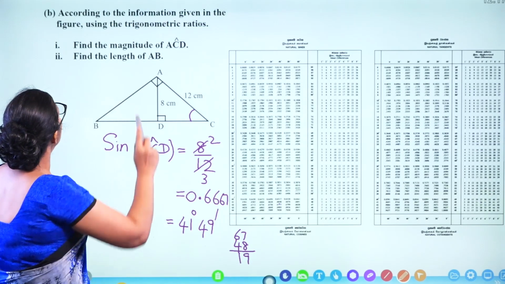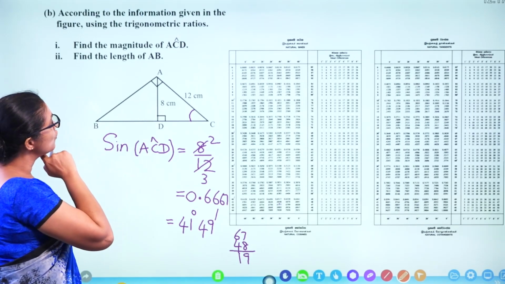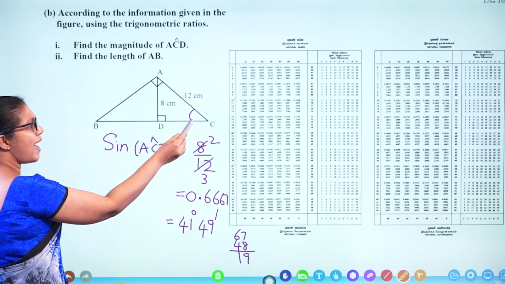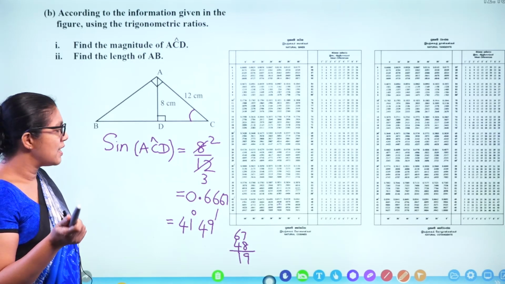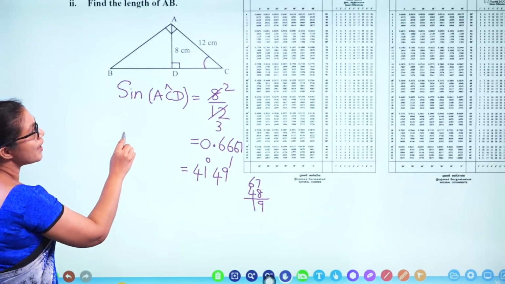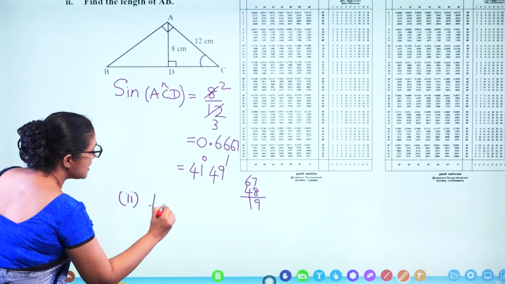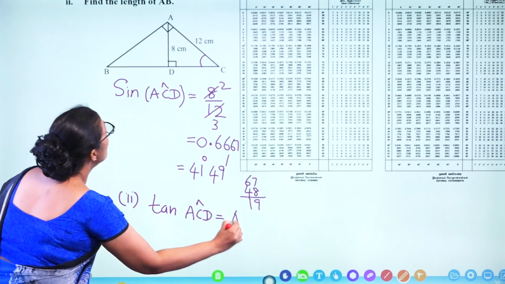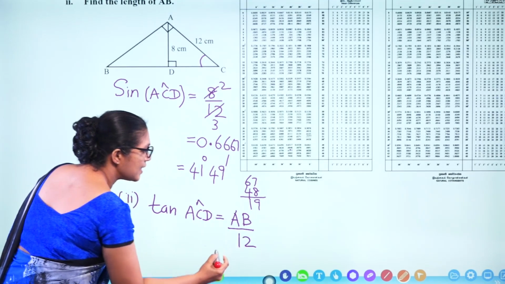So that's the first part. Find the length of AB. Now they asked to find out AB here. So how can we find AB? This length. Now to this angle, this is opposite and this is adjacent. So what's the trigonometric ratio you have to use? Now you have to use the tan ratio. So we'll look at how you find out. Now you have to refer to the tan tables. Tan of ACD is equal to opposite, AB, over 12. 12 is the adjacent.